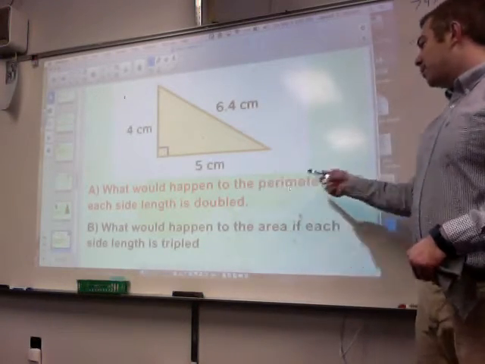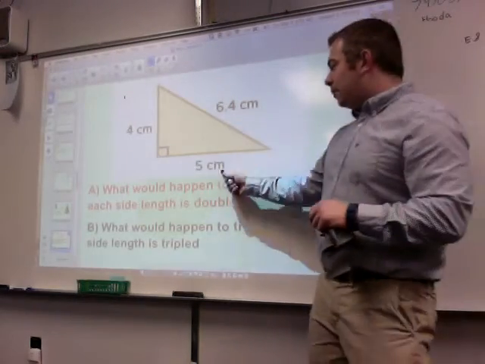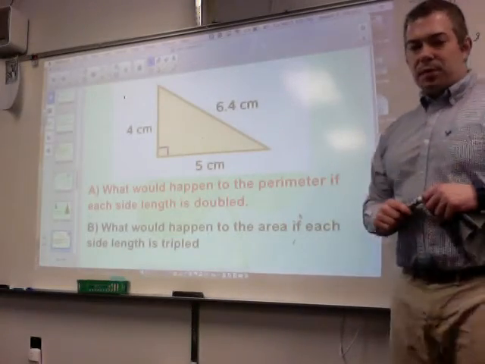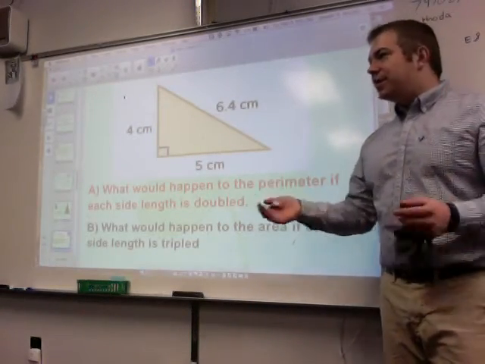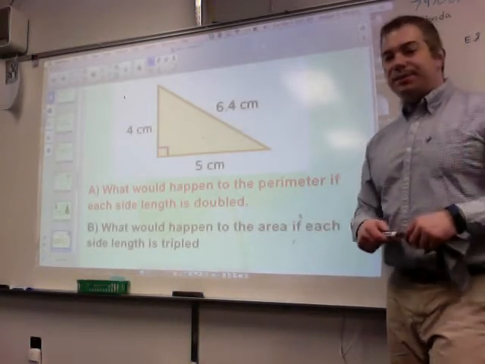What would happen to the perimeter if each side length is doubled? So you have to double the 5, double the 4, double the 6.4, and tell me what the perimeter would be. And see if you notice any patterns or something. Write down a sentence or 2 about what you notice.